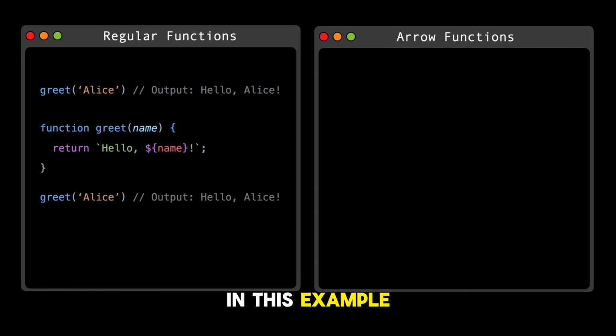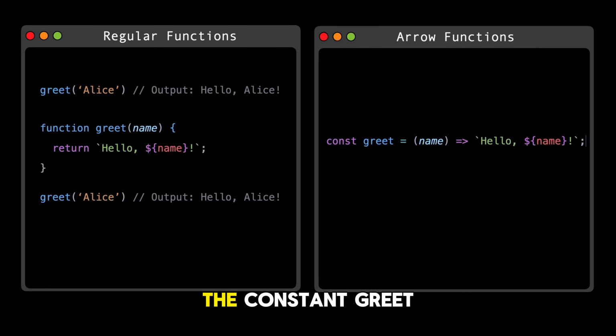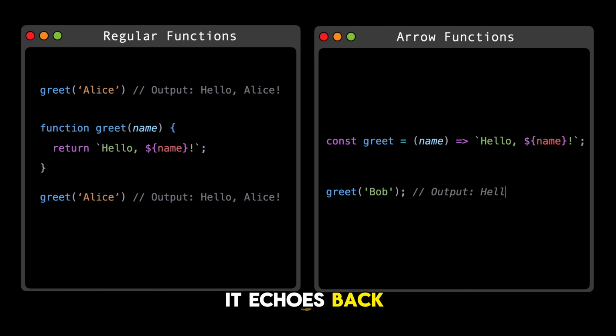In this example, we assign an arrow function to the constant greet. The parameters go in parentheses, and the arrow points us to the function body. Here, we don't even need curly braces or a return statement for our single-line expression. It's all taken care of implicitly. When we call greet Bob, it echoes back, "Hello, Bob."